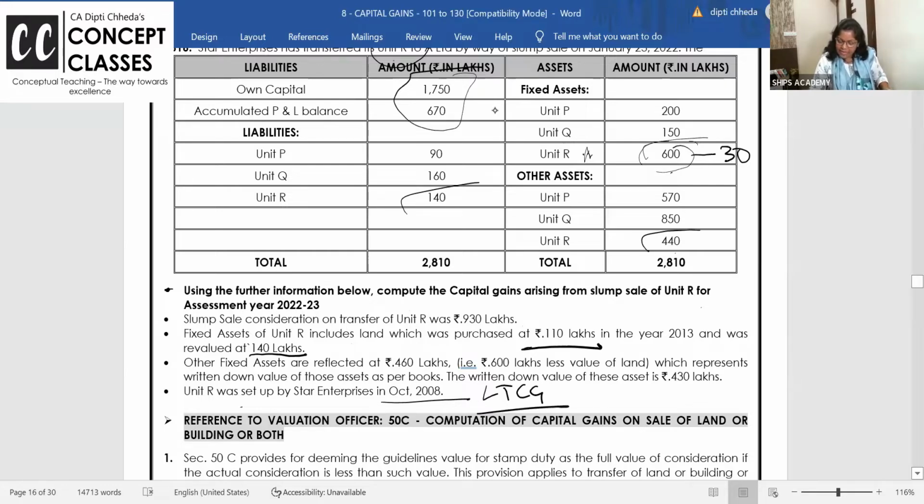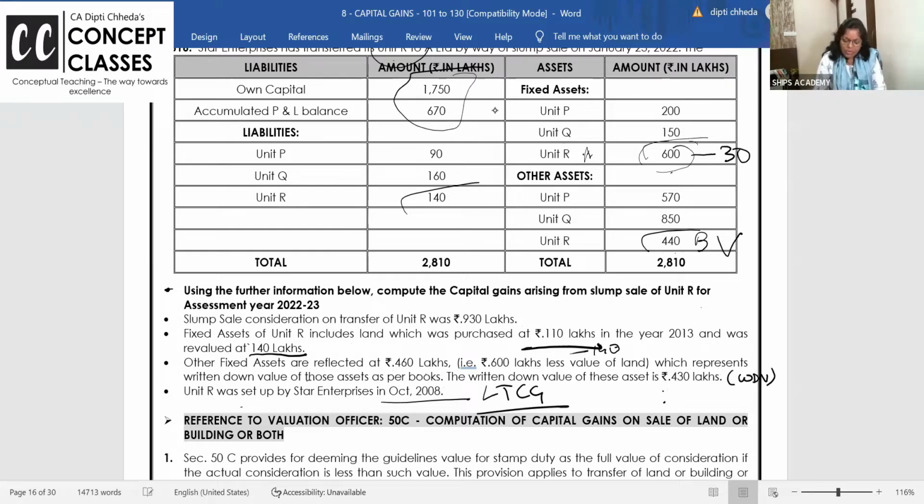Other fixed assets reflected at 460. 600 में से land का value है 140 and it is reflected at 460, which represents WDV of other assets. As per the books, the WDV of the other assets is 460. So you need to take it at 430, sorry, the WDV. But you have taken it at 460. Okay, right? And the book value is 440. So will you take book value or will you take the other value or will you take the WDV? You will simply take the WDV. Clear or not? You will simply take the WDV.